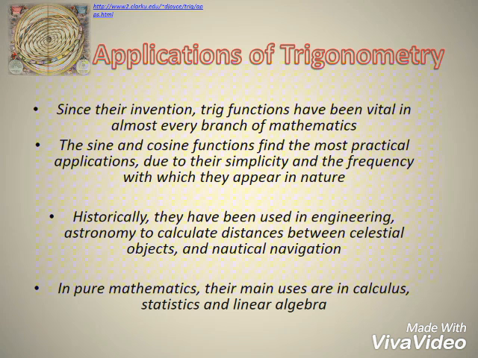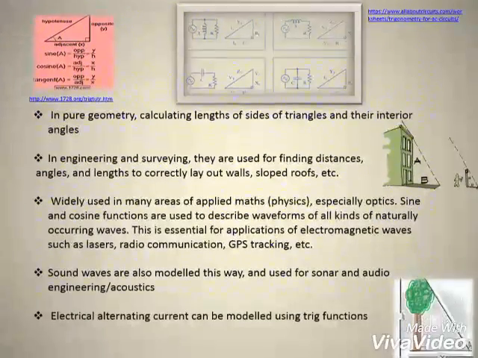Since their invention, trig functions have been vital in almost every branch of mathematics. The sine and cosine functions find the most practical applications due to their simplicity and the frequency with which they appear in nature. Historically, they have been used in engineering, astronomy, to calculate distances between celestial objects, and nautical navigation. In pure mathematics, their main uses are in calculus, statistics, and linear algebra.